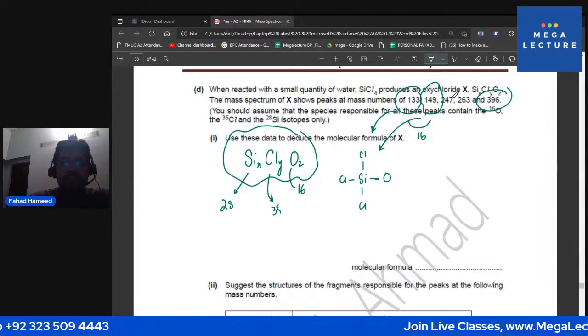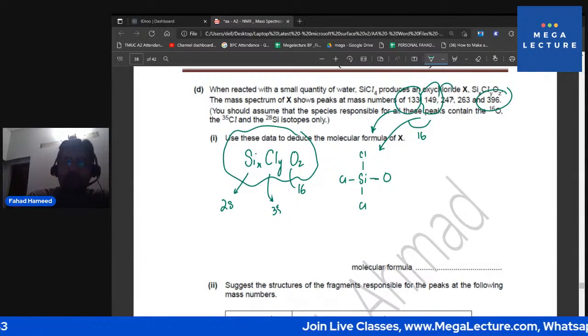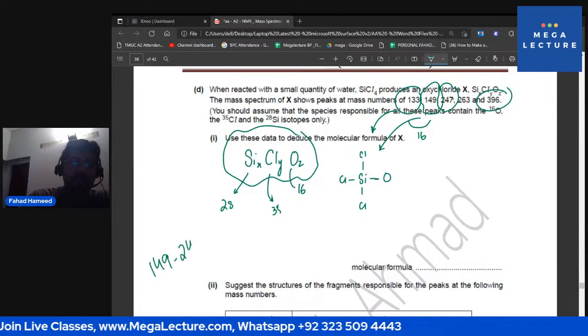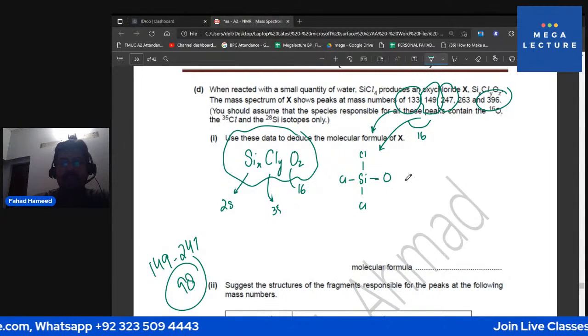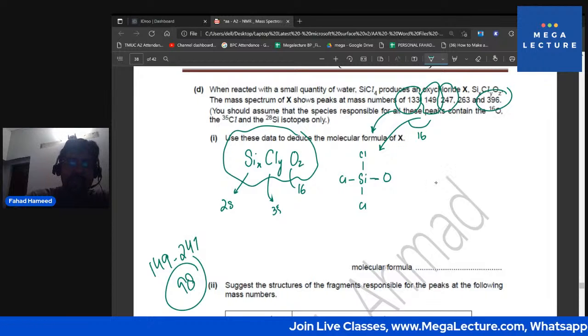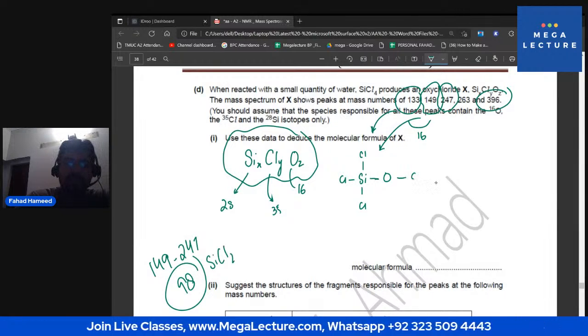Then there is 247, a much bigger fragment. The difference between 149 and 247 is 98. So I need to add 98 to this to get to 247. What is 98? If you do trial and error, it's going to be one Si and two Cl. So basically there's an Si and there's a Cl.